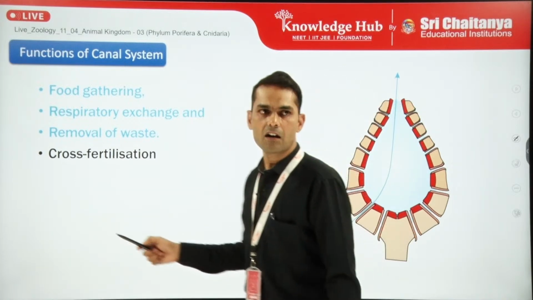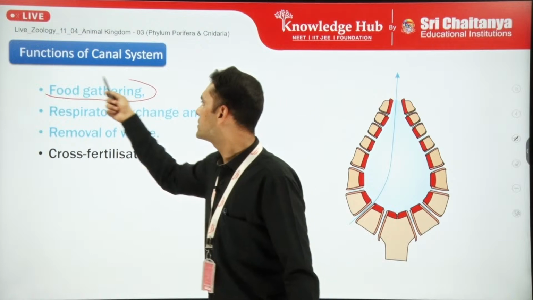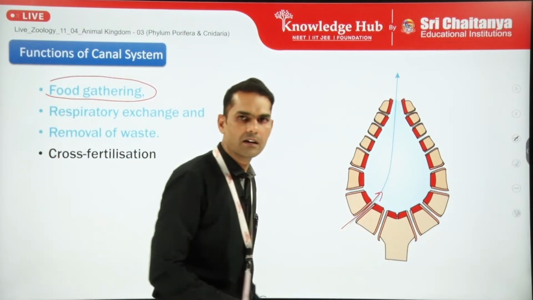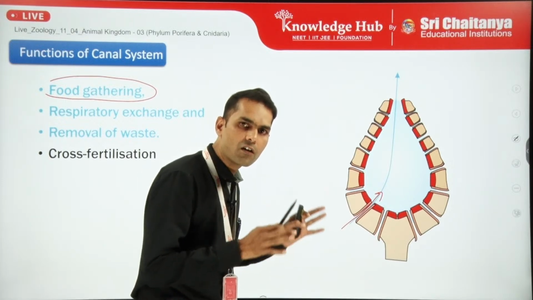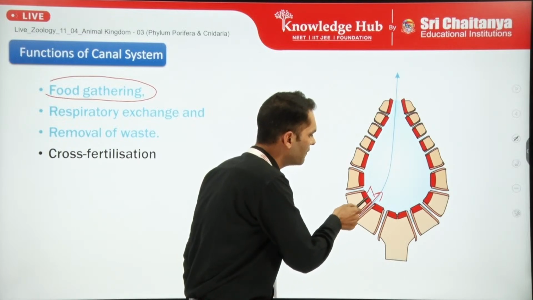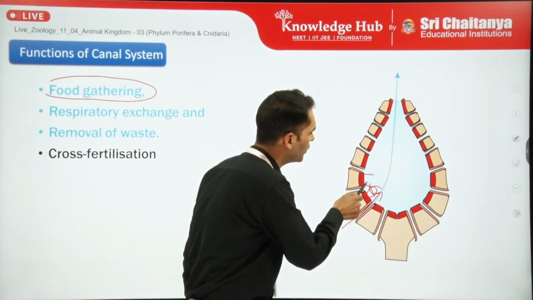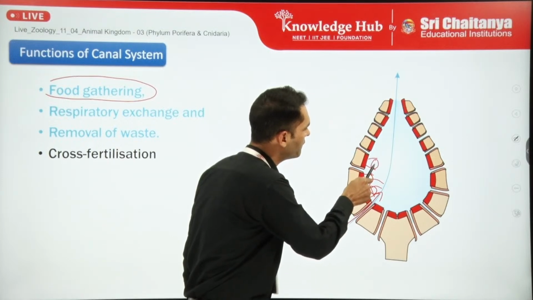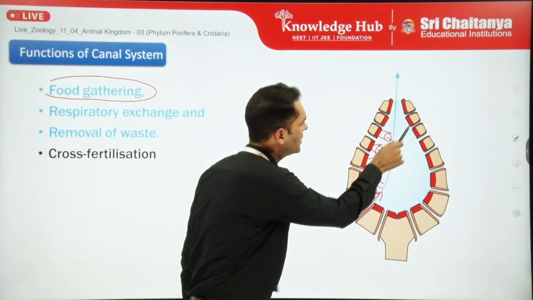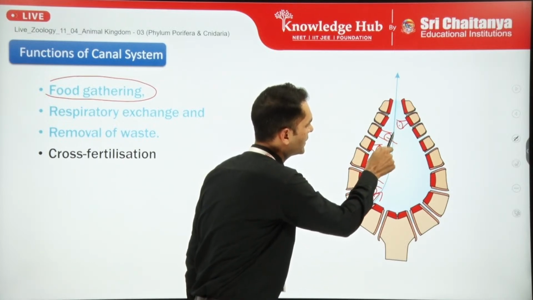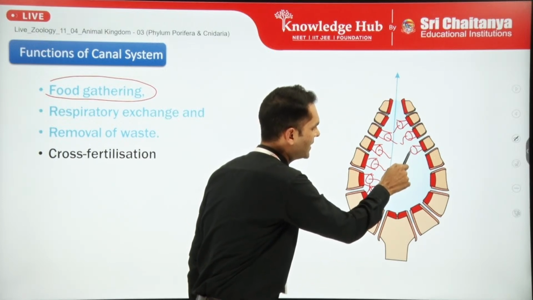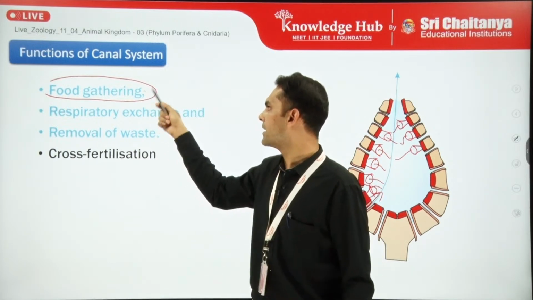As we have mentioned earlier, food gathering. That means when the water enters into the body, it will come along with its food material, food debris. Then those food particles, when they come into contact with the choanocytes, will be phagocytosed, and hence intracellular digestion will occur. In this way, the water canal system helps in food gathering.